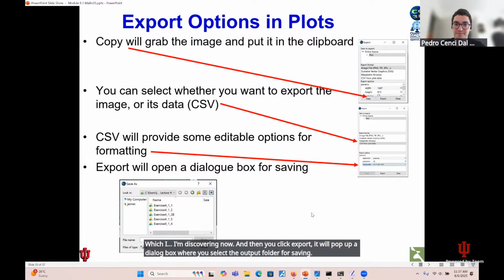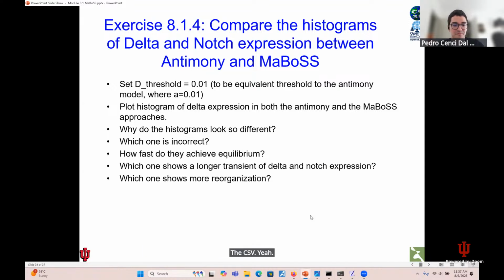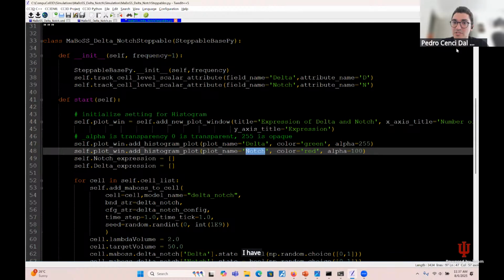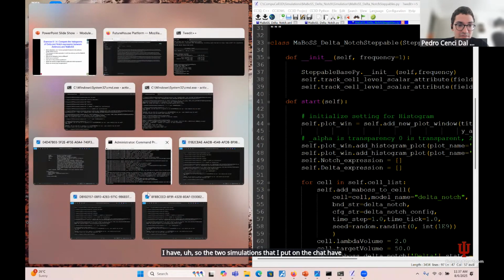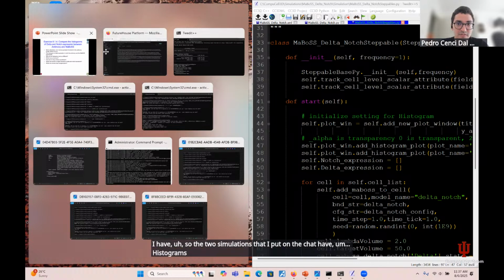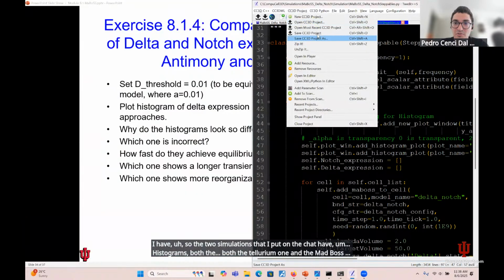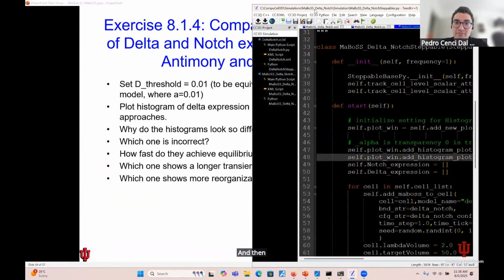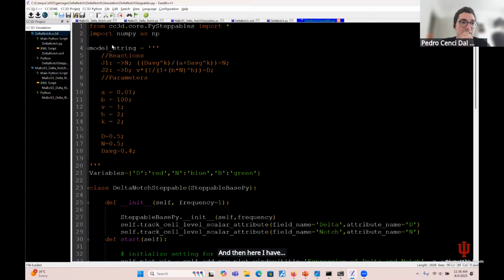So for the exercise, unfortunately we won't have time to set the histograms ourselves. So I will go over the code here. The two simulations that I put in the chat have histograms, both the Tellurium one and the MaBoSS one. So let me open the show project panel. And then here I have the delta notch simulation with Antimony.